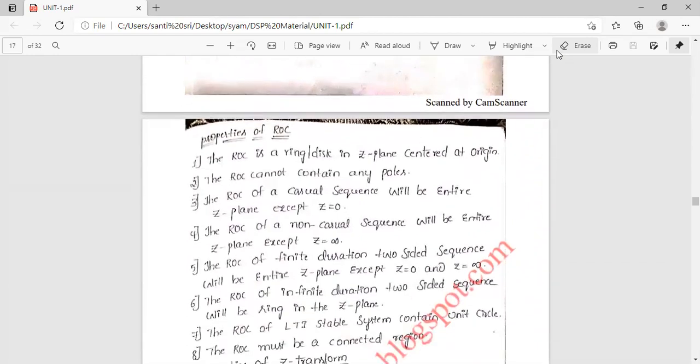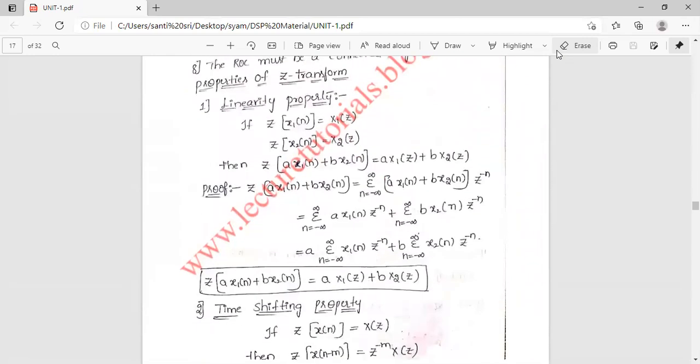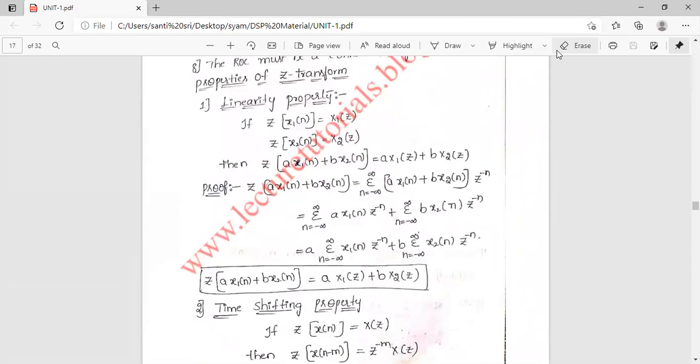Then the properties of ROC we also discussed in the last class. Then we are discussing the properties of Z transforms. What are the properties of Z transforms? First one is linearity property, right? Coming to the properties of Z transform.